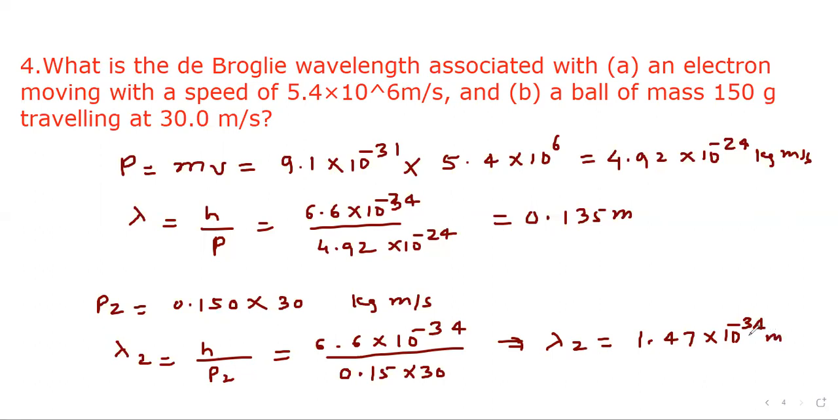So the de Broglie wavelength of the electron is comparable with the X-ray wavelength. However, for the ball, it is about 10^-19 times the size of the photon, quite beyond experimental measurement. So we can't measure the wavelength of this, but we can easily measure the wavelength of the electron.